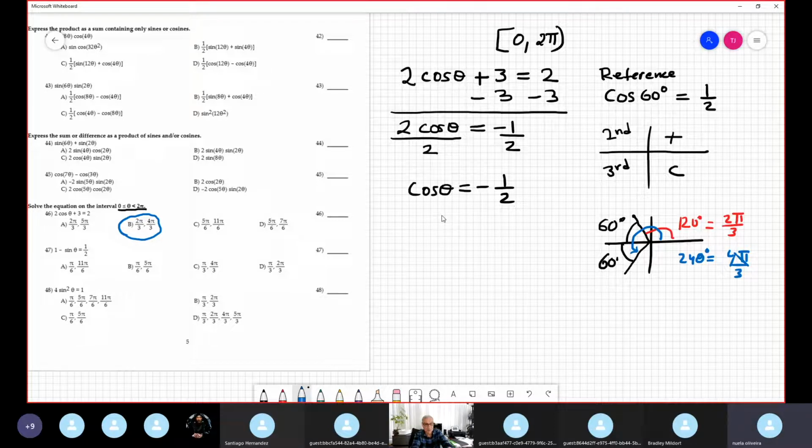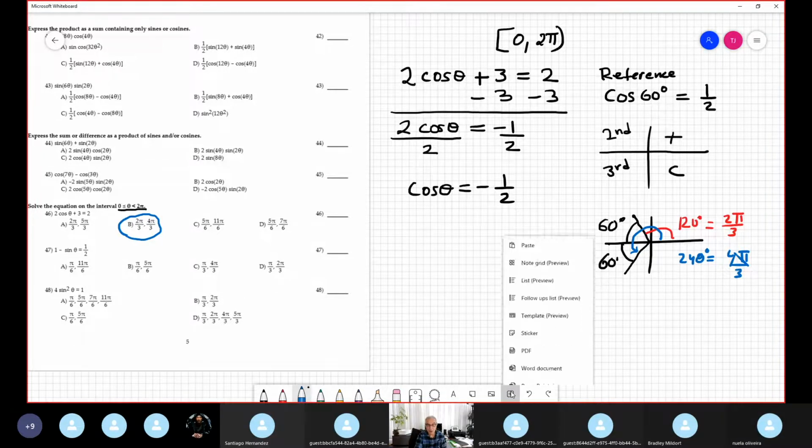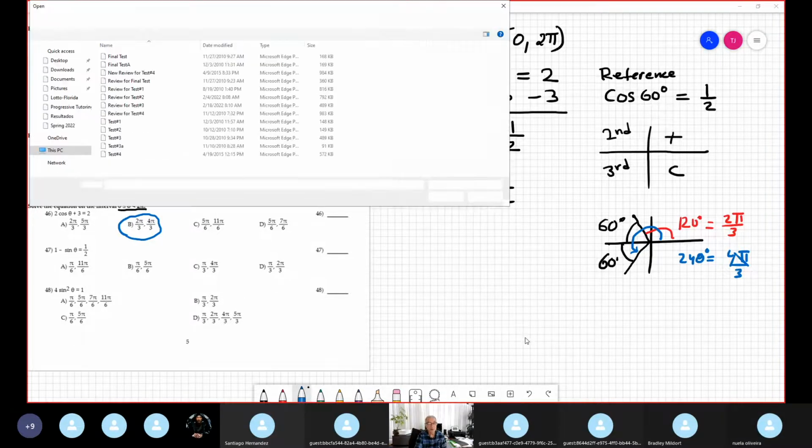It is clear, Professor. But I want to explain one time, two times, three times, four times, until you get the idea. Because the idea is clear. You need to find two angles or one angle, in this case two, in which the cosine is -1/2.